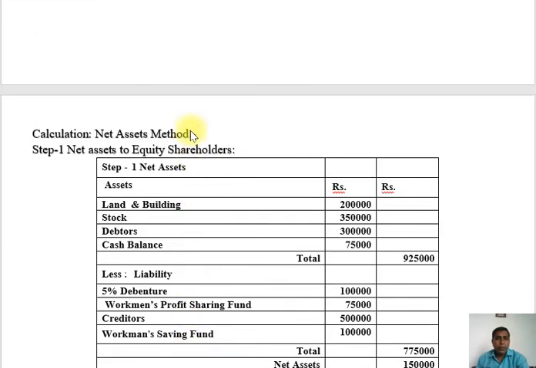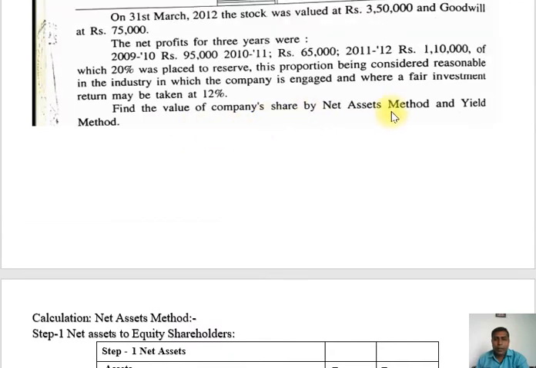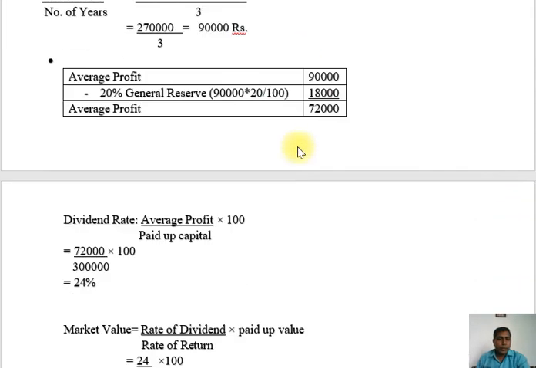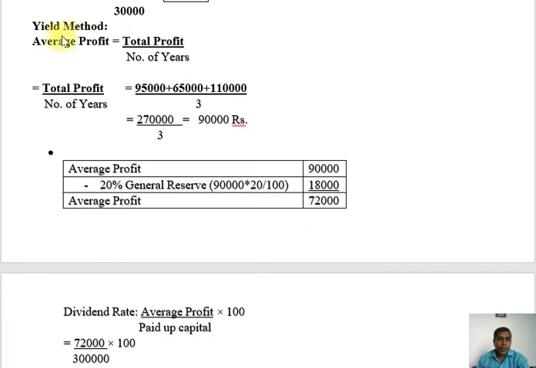Okay, so friends, here we complete our first method, net assets method. Now we are going on our second method, yield method. So friends, this method is very different to net assets method. How, friends, we can see in our calculation. Friends, here you can see yield method. So first, friends, you find out average profit which is given in your additional information.